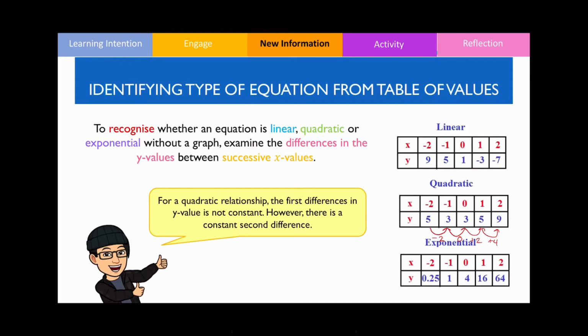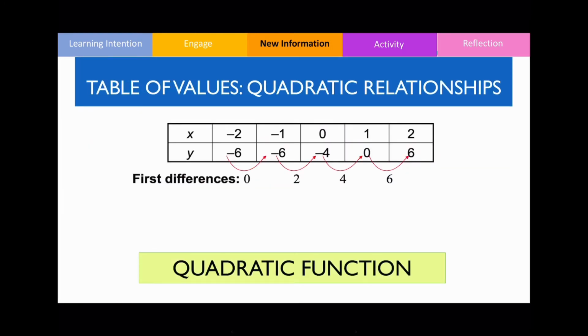However, if you actually look at these numbers over here, you can clearly see that there is a pattern. From here to here, this increases by 2, this increases by positive 2, this also increases by positive 2 as well. So this is what I mean by a constant second difference. And I'm going to also use another example to illustrate this particular relationship.